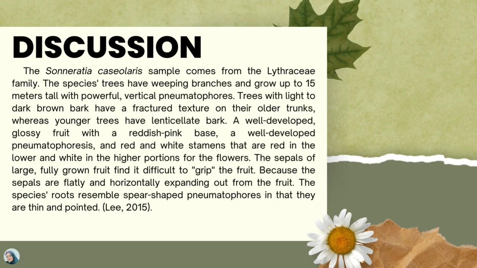And this discussion focuses on the Sonneratia caseolaris sample. It comes from the Lythraceae family, and this species of tree has whipping branches that grow up to 15 meters tall with powerful vertical pneumatophores. This tree has light to dark brown bark with a fractured texture on the older trunks, while the younger trees have tentacle-like bark. It has a well-developed glossy fruit with a reddish pink base and well-developed pneumatophores, with red and white stamens that are red in the lower and white in the higher portion for the flowers.